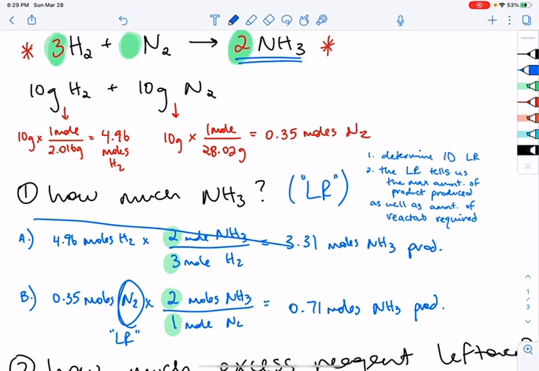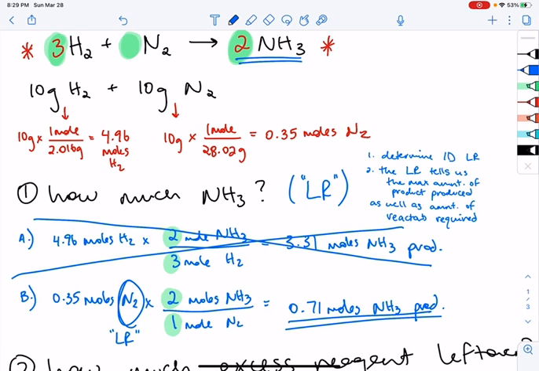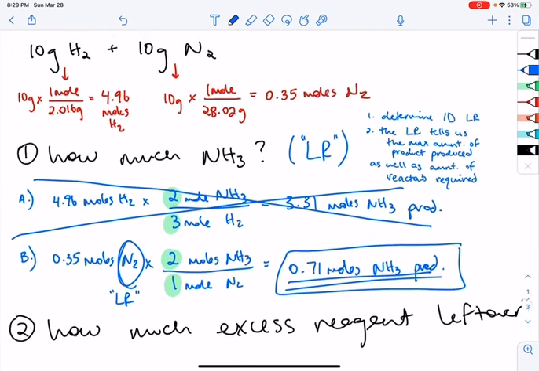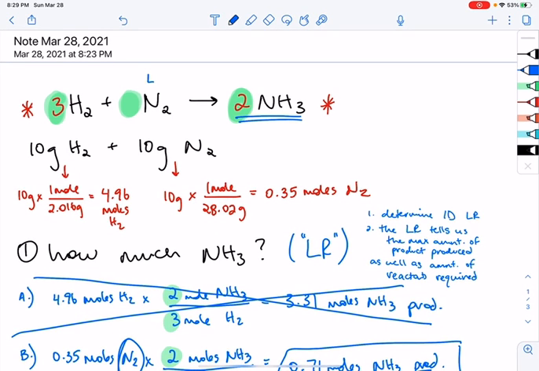That means that this calculation up here actually doesn't happen, right? We were just seeing theoretically. What actually happens is that this much ammonia is produced. So to answer the question, it's this many moles, right? We also determined the limiting reagent. So then how much excess reagent is left over? Well, if nitrogen is the limiting reagent, that means the other thing has to be the reagent that is in excess, meaning we have a lot more of it than we need.